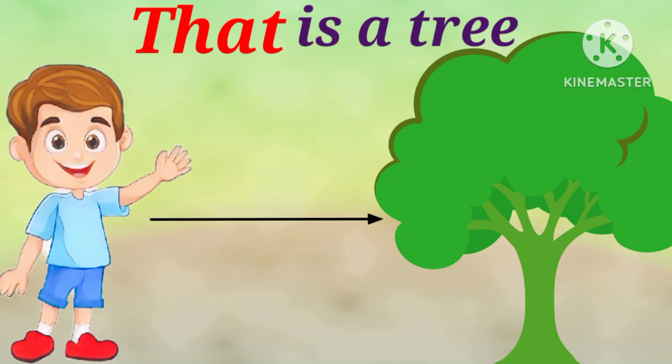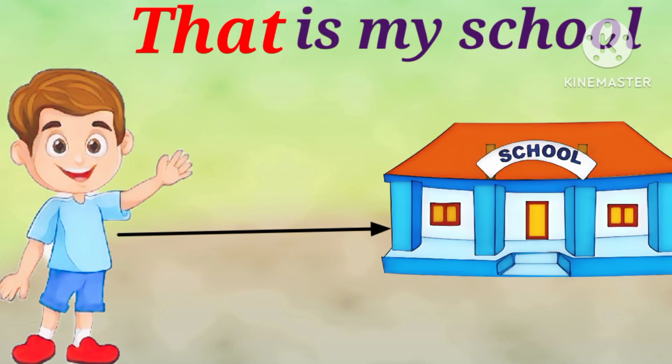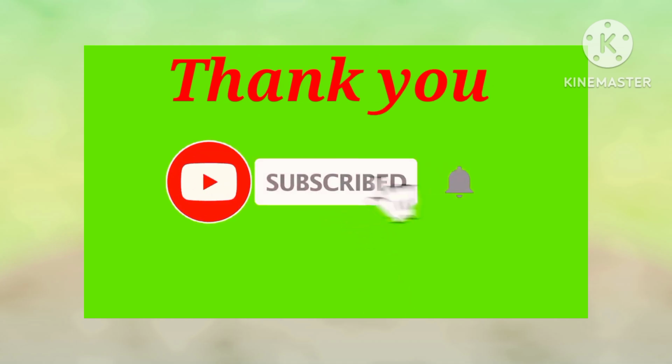And now we learn about that. That is a tree because the tree is far from the boy. Right? We use that. That is an elephant because it is far from the boy. That is my school.